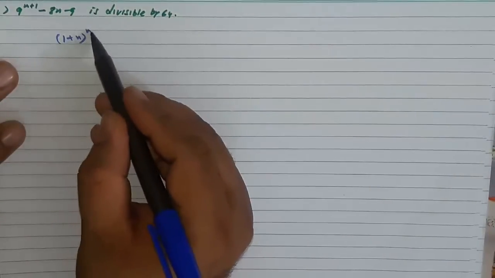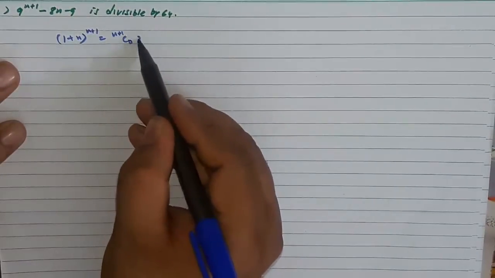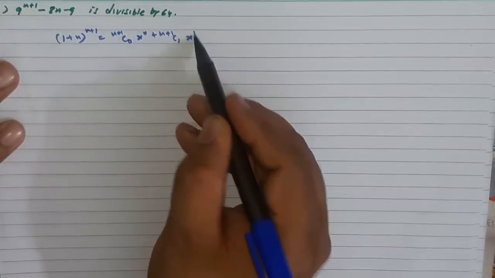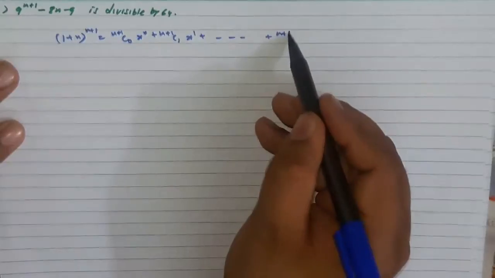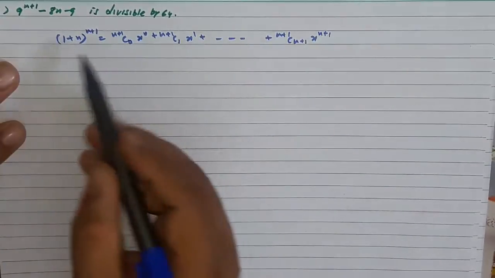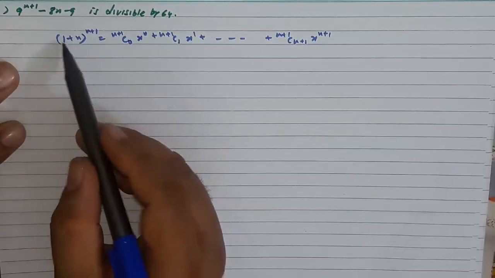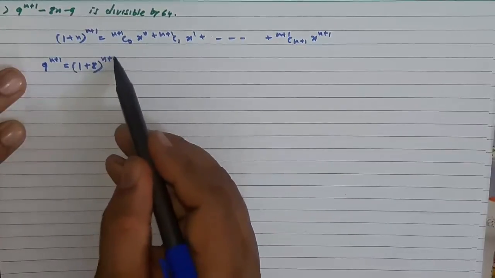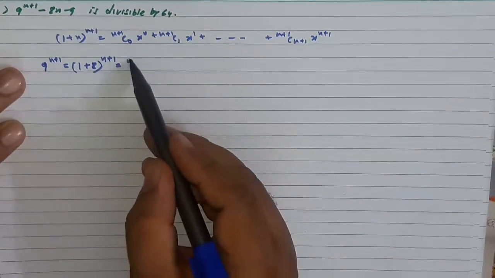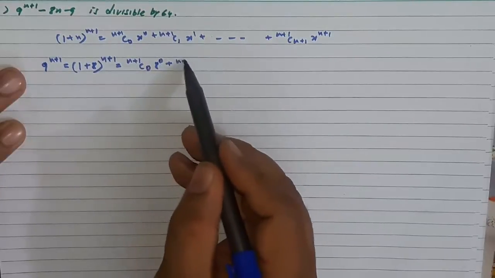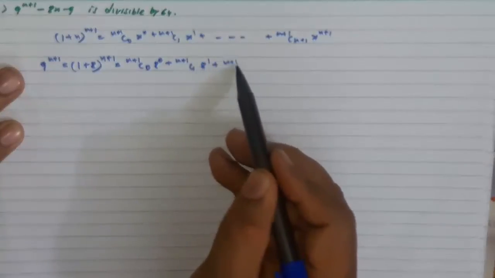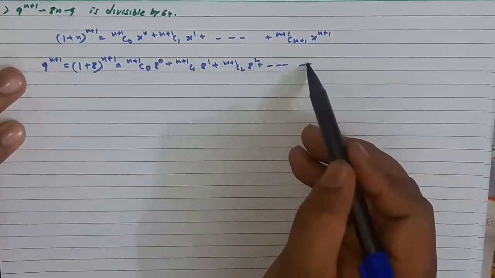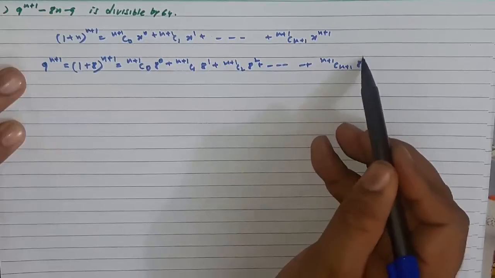Now come to the last part. 9 raised to power n plus 1. So again we will use this property, that 1 plus x raised to power n plus 1 we can take: n plus 1 C0 x raised to power 0, n plus 1 C1 x raised to power 1, and so on up to n plus 1 C n plus 1 x raised to power n plus 1. We put x as 8 here so that 9 comes. So 9 raised to power n plus 1 can be written as 1 plus 8 raised to power n plus 1. If we put x as 8 here, we have n plus 1 C0 8 raised to power 0, n plus 1 C1 8 raised to power 1, n plus 1 C2 8 raised to power 2 and so on up to n plus 1 C n plus 1 8 raised to power n plus 1.